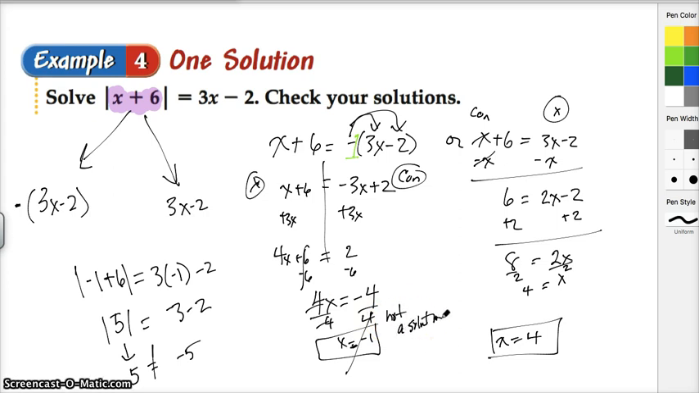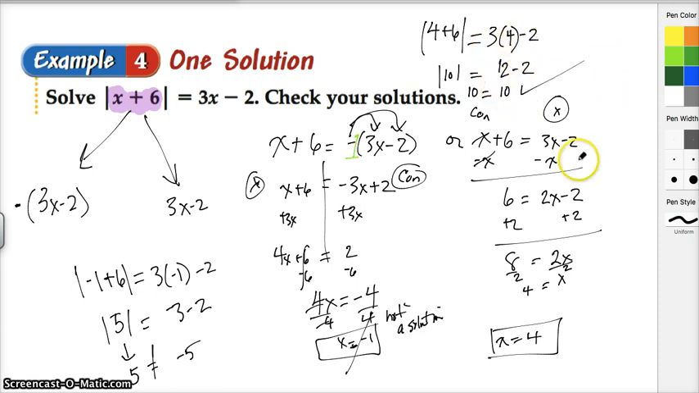Okay, let's come over here and take a look at what's going on. So on this side, x is equal to 4. I'm going to plug 4 into this original equation. Let me do it up here. 4 plus 6 should be equal to 3 times 4 minus 2. Let's see what happens. 4 plus 6 is 10. Absolute value of 10 is 10. So I end up with 10 on this side. Over here, I get 12 minus 2 because 3 times 4 is 12, and 12 minus 2 is 10. Woohoo! It works. And so I see that this is a legit answer.